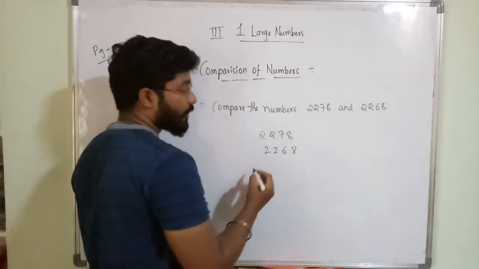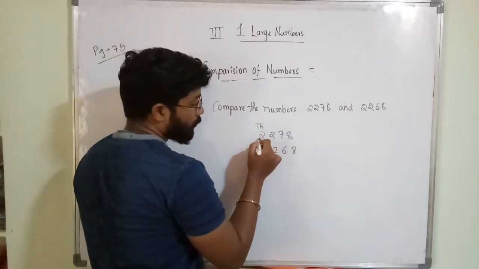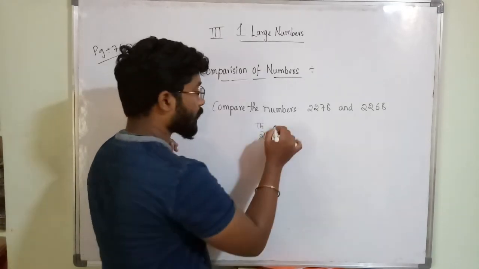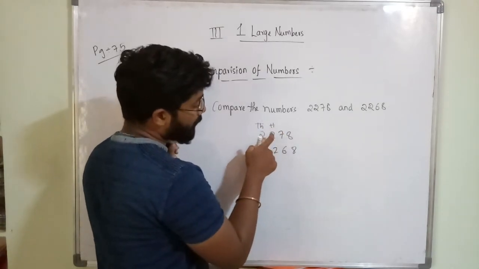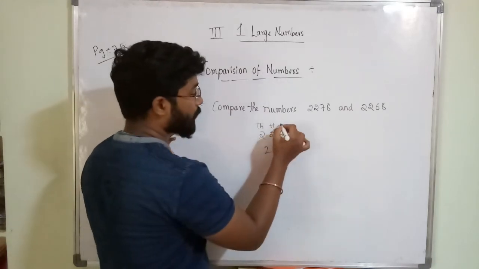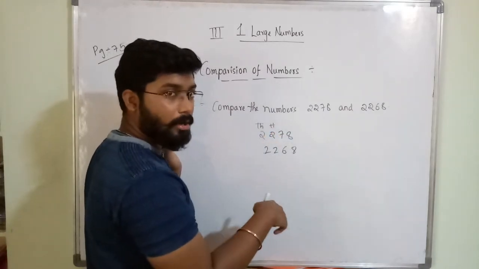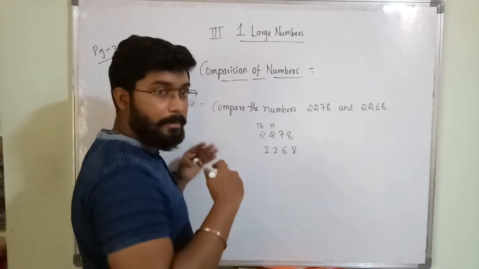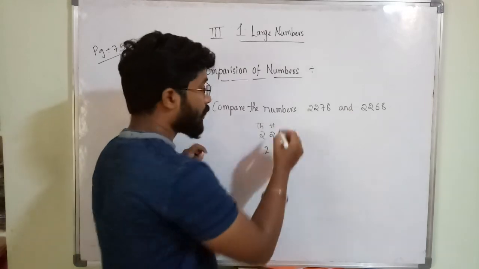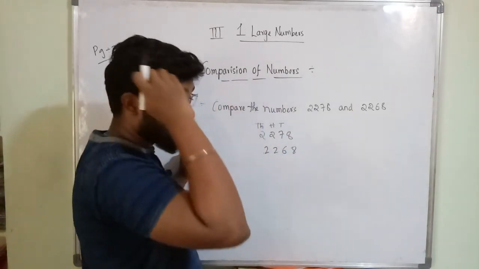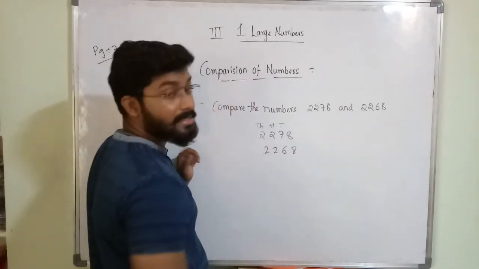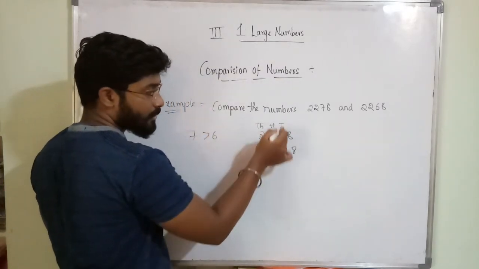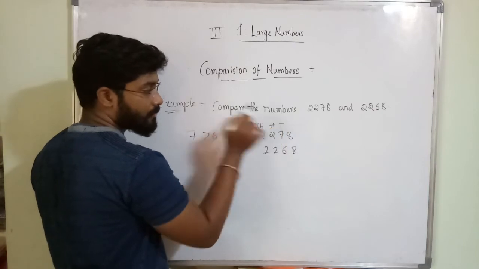In the thousands place, both digits are 2, so we can't say anything. In the hundreds place you have 2 and 2, so you can't say which is greater or smaller because the same digits are there. There may be a chance of getting equal also. In the tens place you have 7 here and 6 here. 7 is greater than 6, no? Both are in the tens place only.